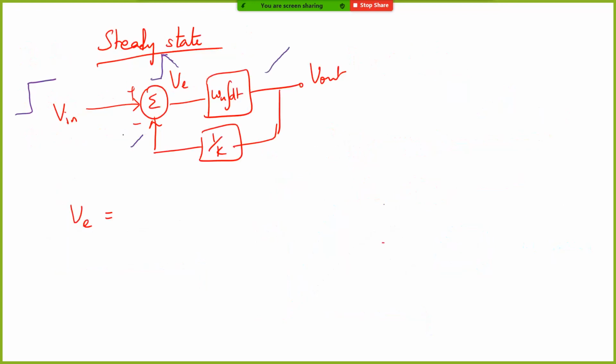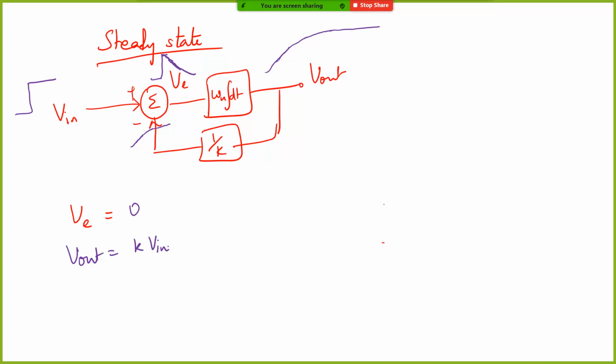So as the feedback signal starts increasing, the error voltage starts dropping, and therefore the slope after a point starts decreasing, correct? Nevertheless, the error slowly keeps decreasing, at a slower rate, and finally at the steady state it will reach the value. So what is the steady state value? VE becomes 0 and V out becomes K times V in.